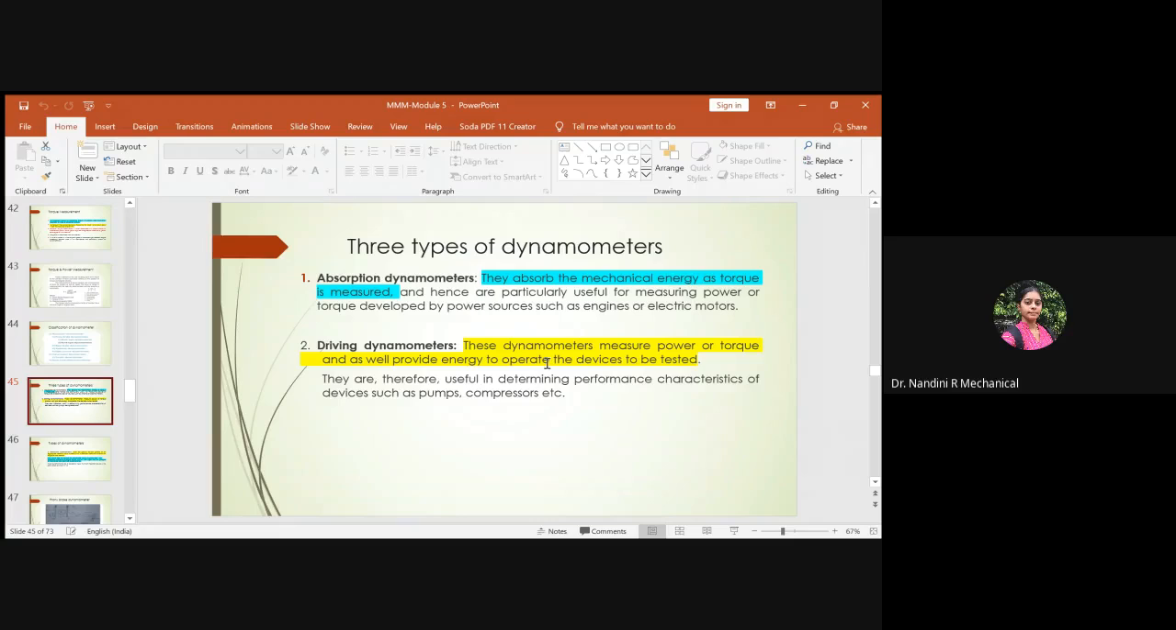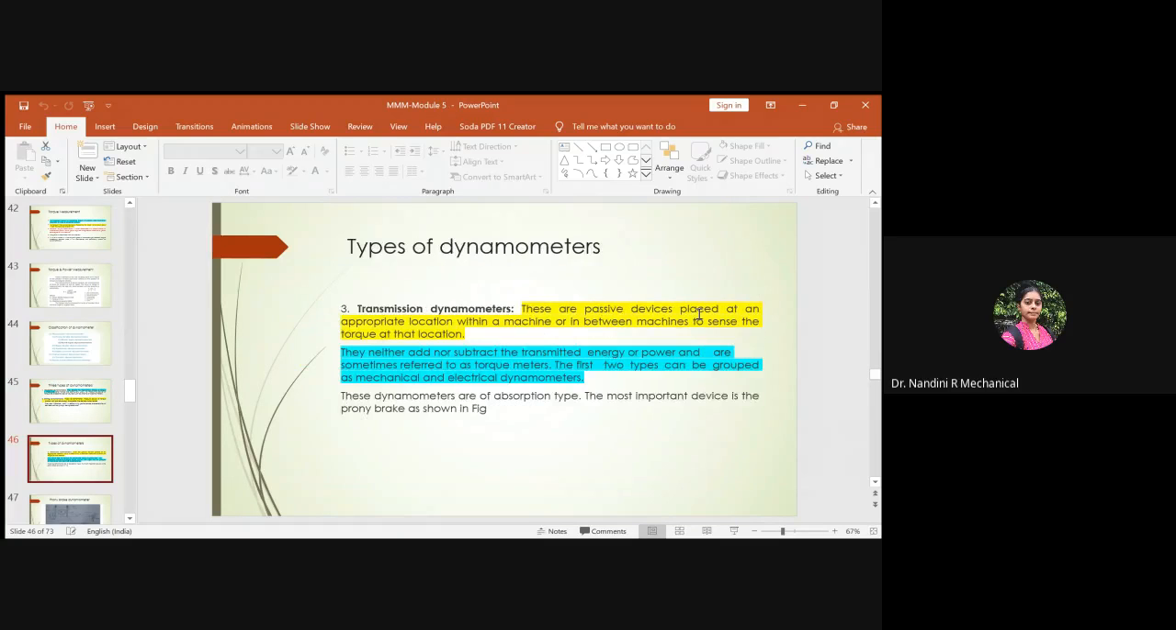Along with that, it provides the energy for the device to run or operate, and hence the name driving dynamometer. So examples for these are pumps and compressors. Whereas examples for absorption dynamometers are engines or electric motors. And the third one, which I told you now, helps in identifying the value of torque at different locations.